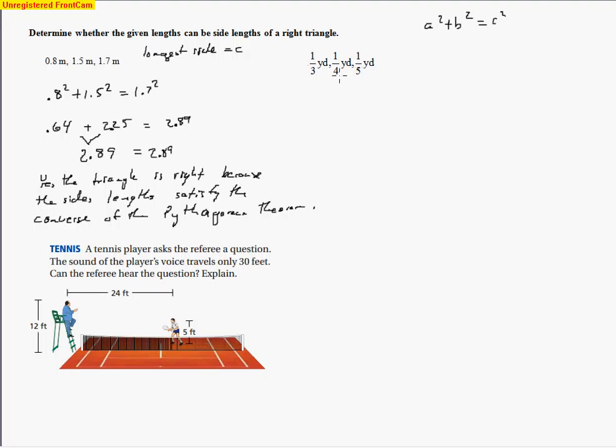So we have to find the longest side first of all. And so the longest side, 1/5 is not the longest, 1/4 is not the longest, 1/3 is the longest. So we have to do 1/4 plus 1/5 equals 1/3, and we've got to square these values. So 1/4 squared plus 1/5 squared equals 1/3 squared. So this again is the longest side. And so we go ahead and do the work. We get 1/16 and 1/25 equals 1/9.